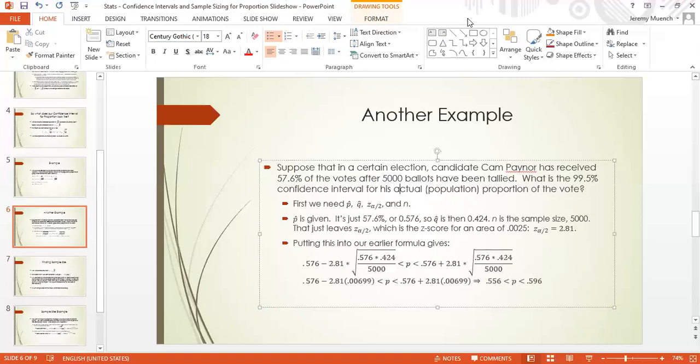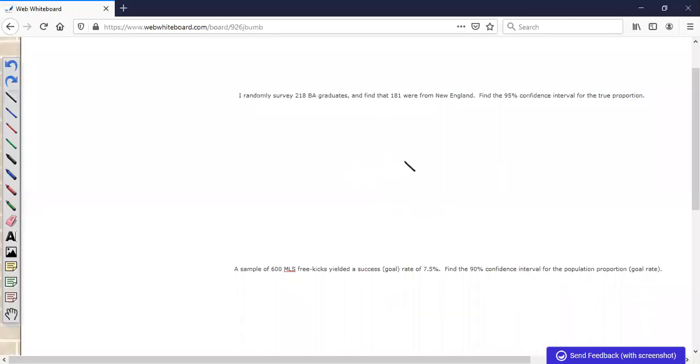So again, let's switch over to one more thing that we're going to look at. Here I've got two more problems. I'm going to have to handwrite this, so good luck to me. I randomly surveyed 218 BA graduates and find 181 were from New England. Let's find the 95% confidence interval for the true proportion of BA graduates that were from New England.